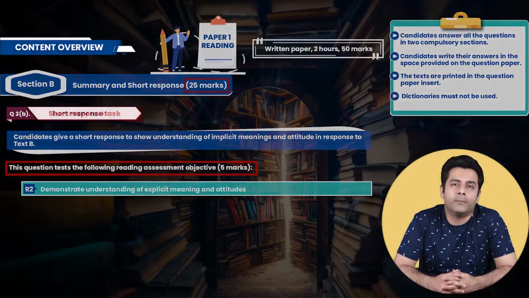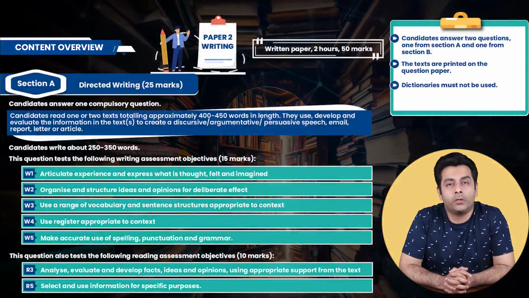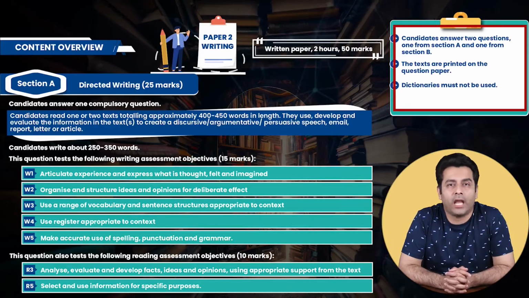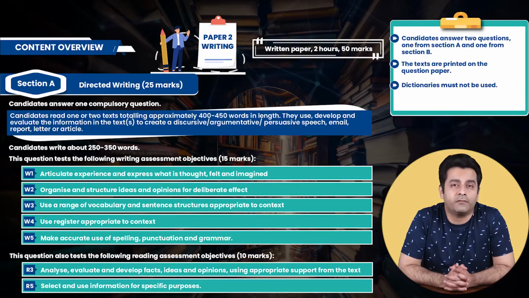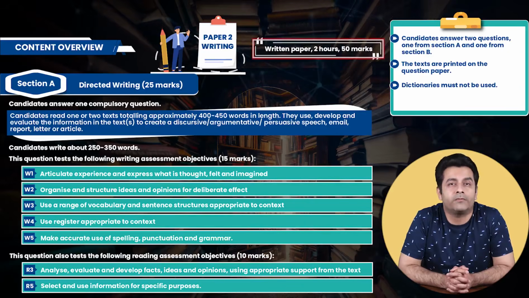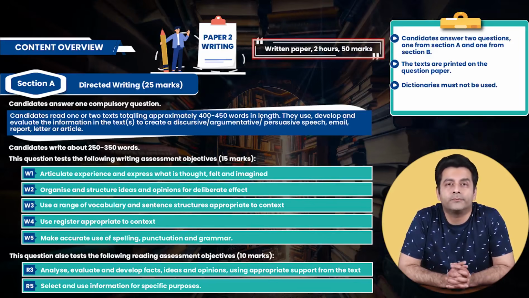Now, let's move to paper number 2, which is the writing paper. This paper also consists of two specific sections. Section A is a directed writing task and section B is a composition. Both sections have equivalent weight, with 25 marks each. That means paper 2 is going to be of 50 marks and you will have 2 good hours to attempt it.